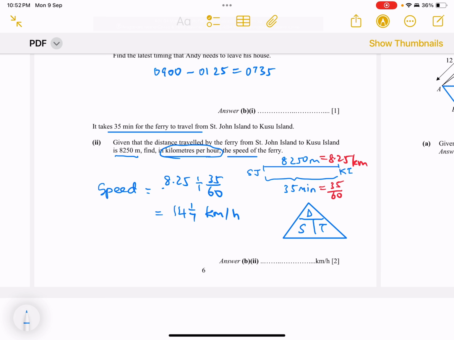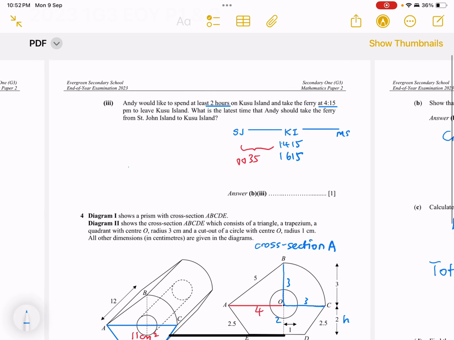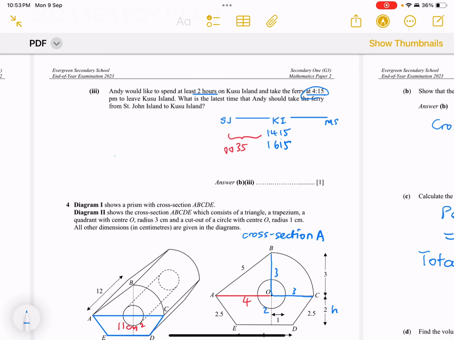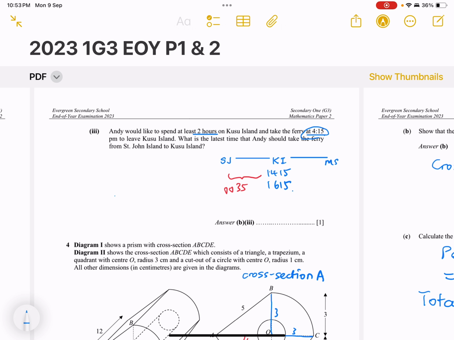Right, now next part. In the next part, Andy would like to spend at least 2 hours on Kusu Island. So again, we draw a simple diagram, right? We know that from St. John to Kusu Island it takes 35 minutes, and then he wants to stay on Kusu Island for 2 hours. That means the ferry that he needs to take back is 4:15, which is 16:15 in metric time.